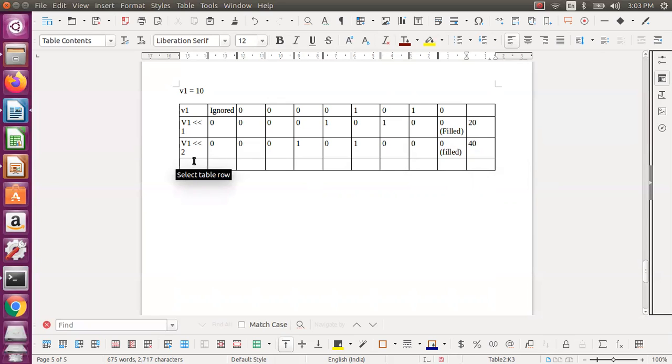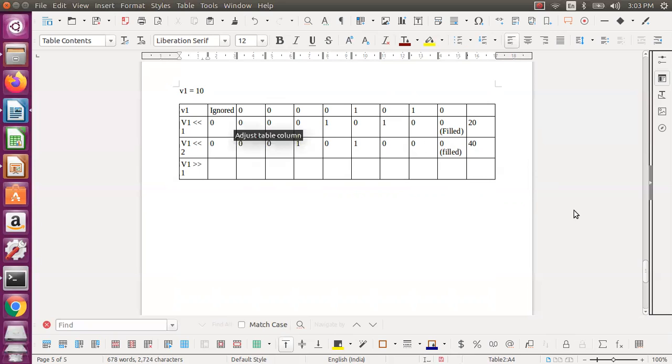Now if you take the same v1 right shift 1, I am doing a right shift. Okay, so this particular value will be ignored. And for v1 left shift 2, you can take the same v1 and shift two times, or we already left shifted one time and we can do another time. So it is up to you how convenient it is for you. So now this 0 will come here, we are doing the right shift.